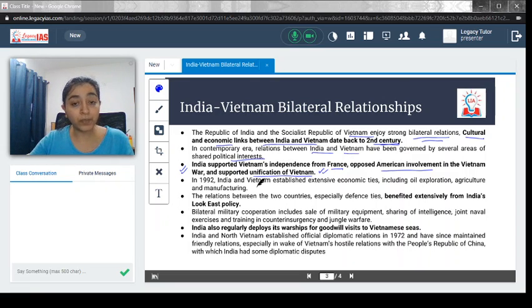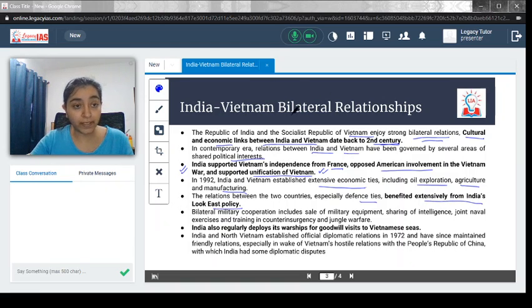In 1992, India and Vietnam established extensive economic ties, including oil exploration, agriculture, and manufacturing. The relations between the two countries, especially the defense ties, benefit extensively from India's low-cost policy.